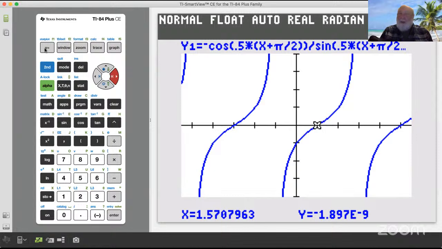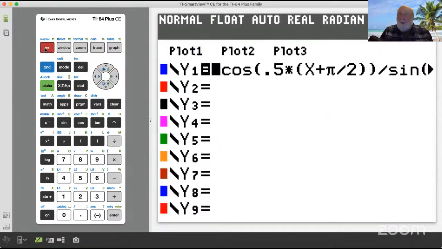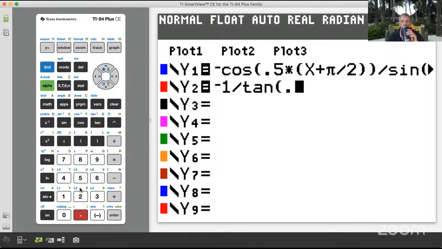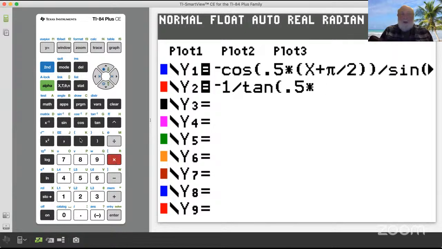You might have been thinking, well, instead of typing that 0.5 times x plus pi over 2 quantity over twice because I had to do it both for the cosine and the sine, what if I had just done -1 divided by the tangent? Seems reasonable. It does, doesn't it? So 0.5 times, then I would have only had to type it in once.